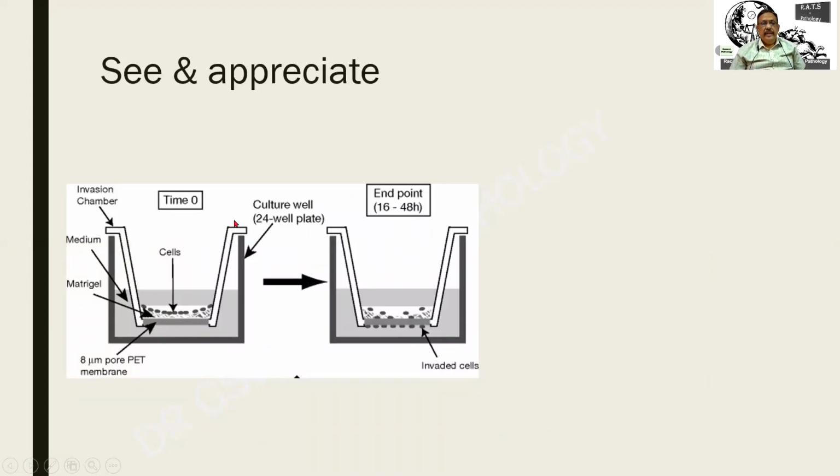So again, it is a line diagram which can very well be drawn by you people showing the filter and the movement of the cells. See in the second picture, most of the leukocytes have crossed the filter membrane and they have come to the second chamber.